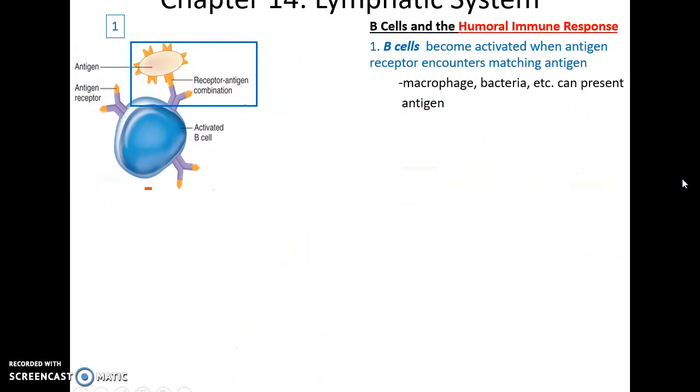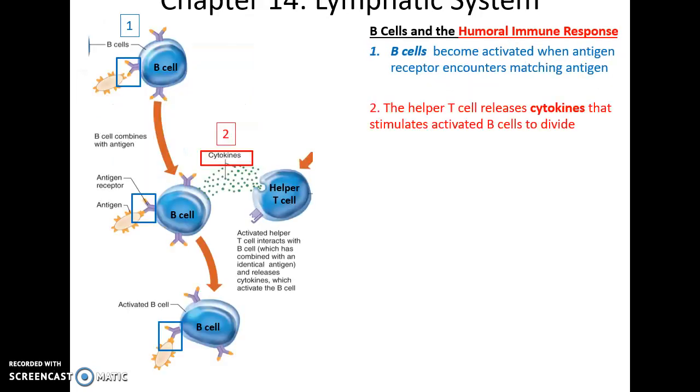Then we have the B cells and the humoral immune response. Here, the B cell needs to become activated. Again, it has special receptors that will bind to the antigen of a specific pathogen. This can be on the pathogen itself, or it can be displayed by a macrophage or neutrophil. Once the B cell has bound the one and only antigen that can activate it, it will be ready to get going.